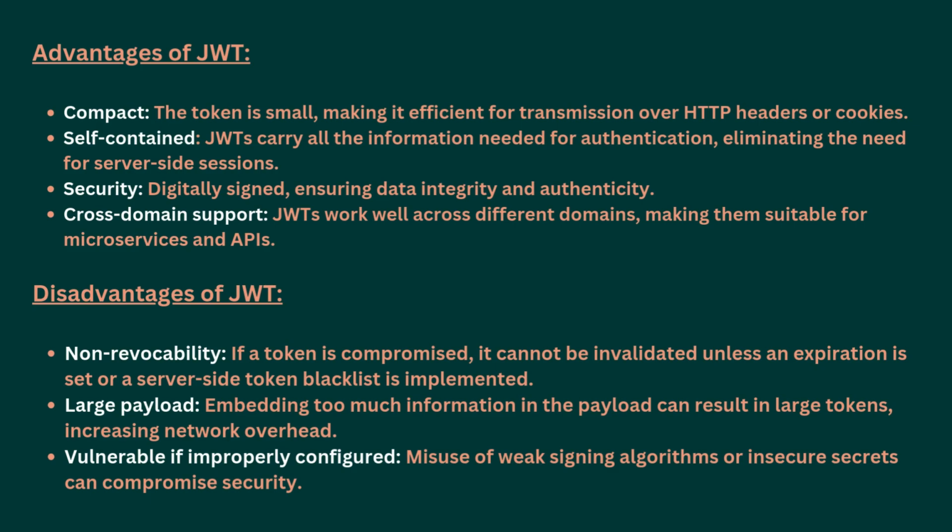The second can be the large payload. Storing too much information in the token can increase its size, impacting the performance. As a good practice, a JWT's size should be less than 4 KB. The third one is JWTs can be vulnerable if they are not properly configured. Misconfigurations such as weak signing algorithms or insecure secrets can compromise the security. So these are critical to keep in mind when designing a secure JWT based system.